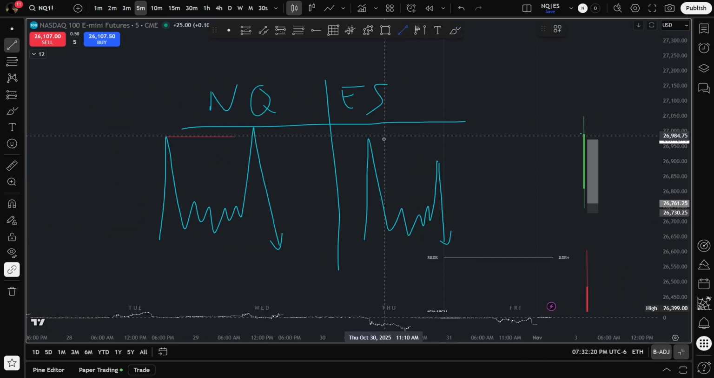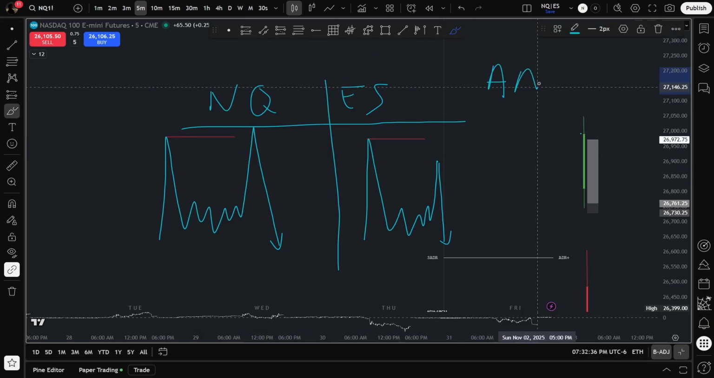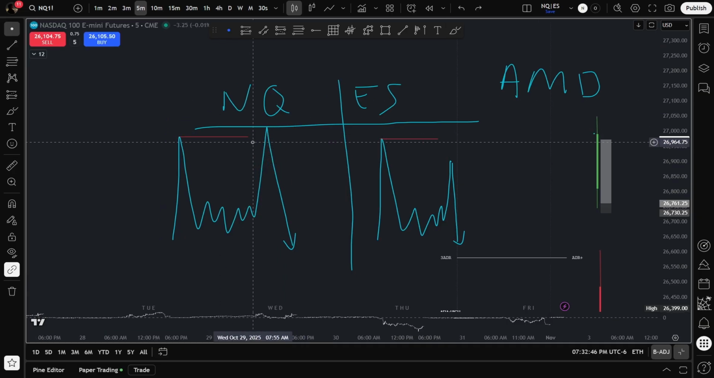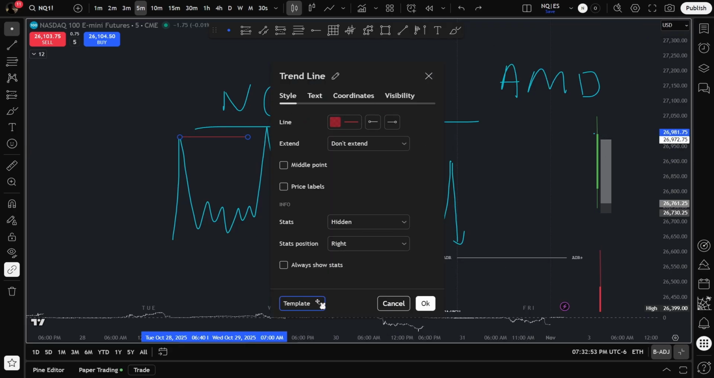So now, don't you see that they are acting a little different? Isn't ES supposed to shoot up here too? So then what does this mean? This means that somebody is manipulating the market, which is part of AMD. This is your manipulation. So if you can identify that NASDAQ took out this high, but ES did not take out that high, this is called an SMT.